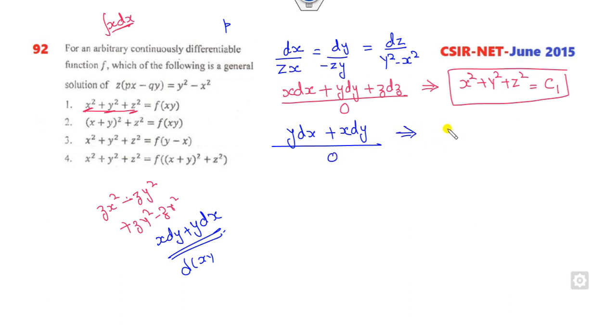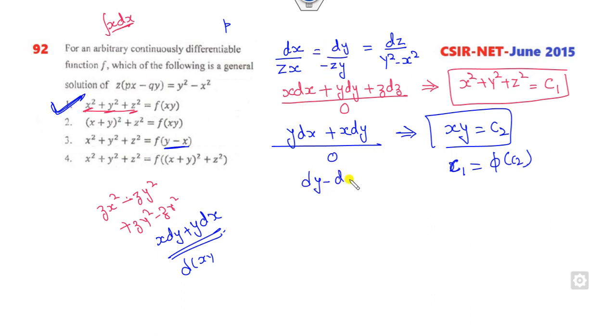So from here we can see xy is equal to another constant. So both the constants are there. You can write the one constant C1 as a function of C2. So the first is the right answer. Now you can see this is y minus x. How can you make y minus x? dy minus dx, but clearly this is non-zero. So this option is cancelled out. Look at the second and third.